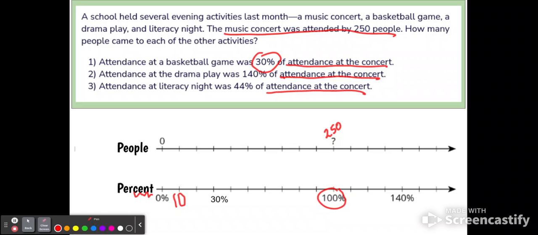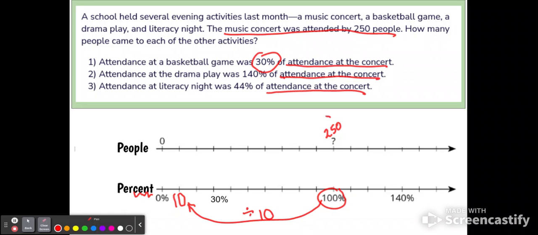How do I do that? I'm going to figure out that multiplicative relationship. What do I multiply or divide 100 by to get to 10? Well, if I don't know my math facts really well, I can also ask myself, how many groups of 10 are in 100? I know there are 10 groups of 10 in 100. So that tells me that dividing 100 into 10 groups gets me to that 10. So 100 divided by 10 is 10.